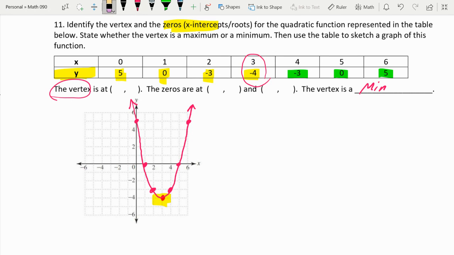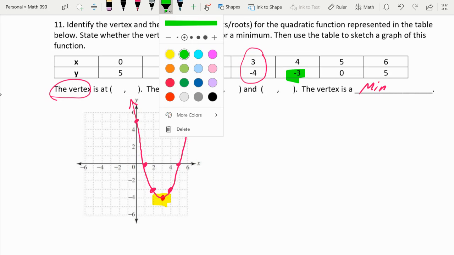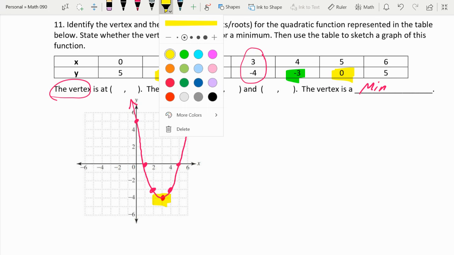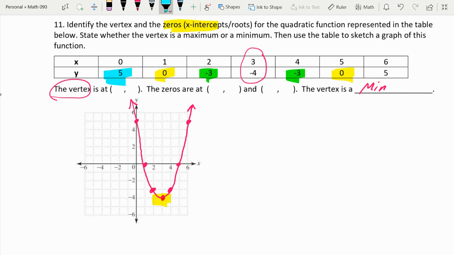And then if you also notice, let me erase a lot of this mess. If you also notice with our vertex, look at the numbers to the left and to the right. Look at the y values. They're exactly the same. Now, is that always going to be the case? No, but on these easy ones, it's easy to spot. Look, two spaces to the left, two spaces to the right. The y values are exactly the same. Three spaces to the left, three spaces to the right. You notice they're exactly the same.